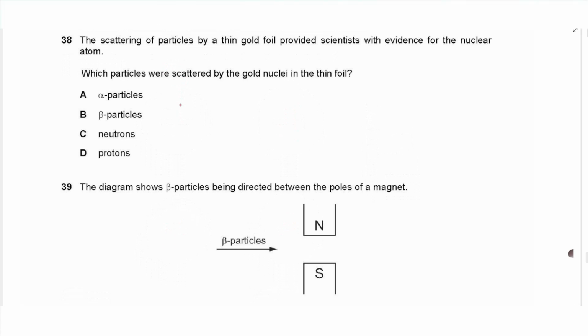Question 38 says, the scattering of particles by a thin gold foil provided scientists with evidence for the nuclear atom. Which particles are scattered by the gold nuclei in the thin foil? This is called the scattering of alpha particles, so we used alpha particles. So the answer is A.